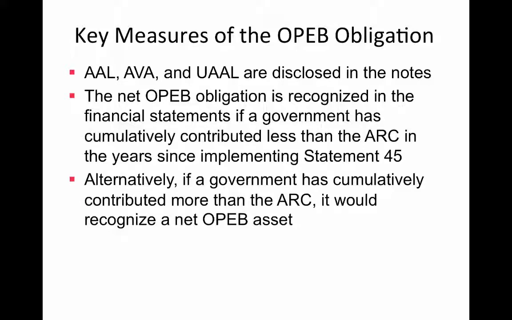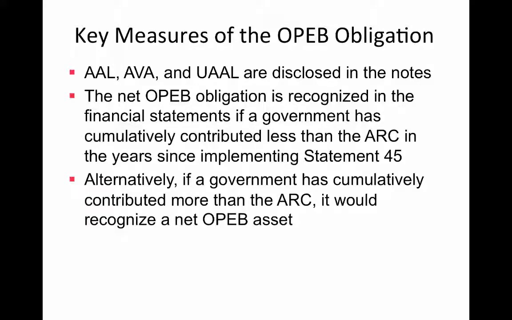In terms of financial reporting of this information, the AAL, the AVA, and the UAAL are disclosed in the notes, and they're also presented over time in required supplementary information schedules. They're not recognized on the face of the financial statements. To the extent that there is a liability related to OPEB in the financial statements, it's something called a net OPEB obligation. And what that is, essentially, is the accumulated under-contribution to the OPEB plan.